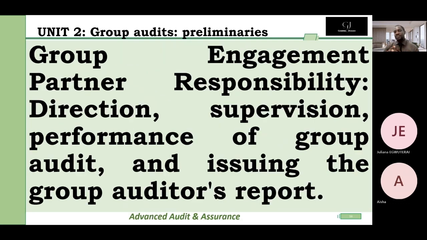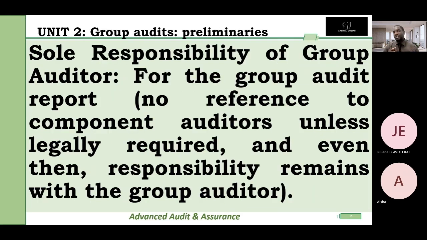So the group engagement partner's responsibility is, number one, direction: provide headway, be the lead, and also supervise the work of component auditors. Performance of the group audit rests on his shoulders, and issuing the group auditor's report is also one of the key responsibilities of the group engagement partner. Very important. So take note: direction, supervision, performance of the audit rest on him and not on the component auditors. Also, the issue of the group auditor's report is his responsibility.